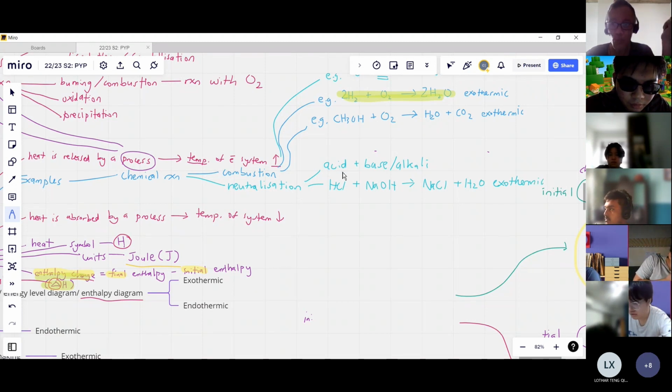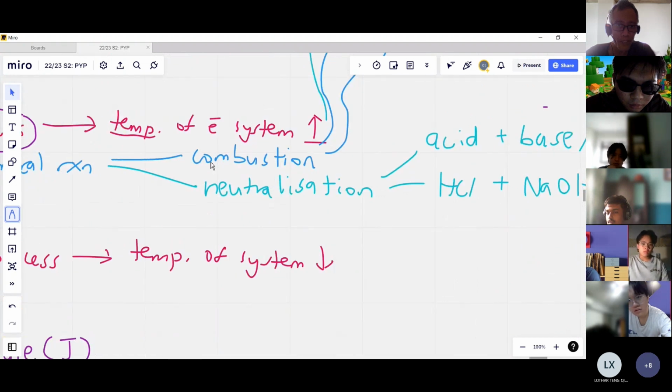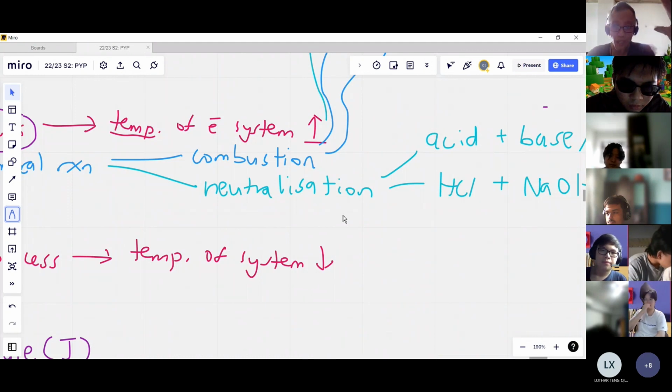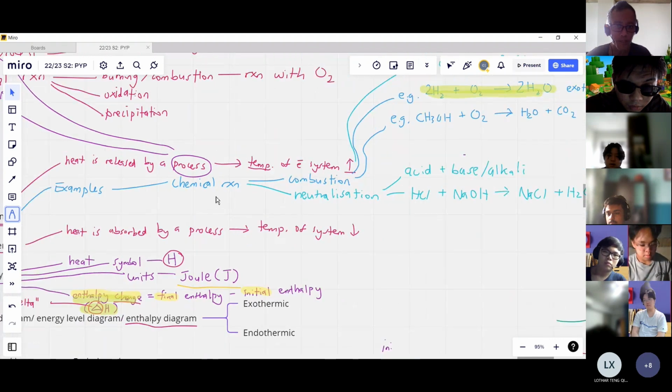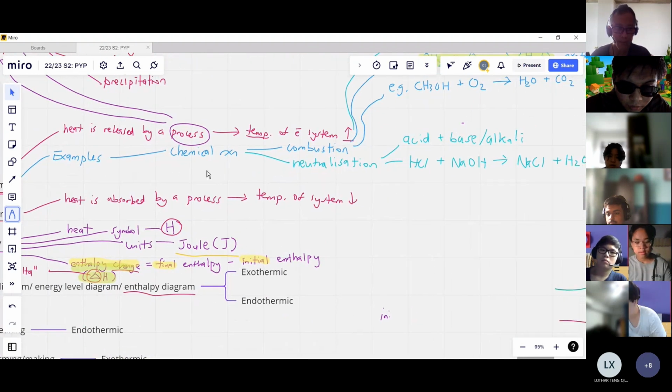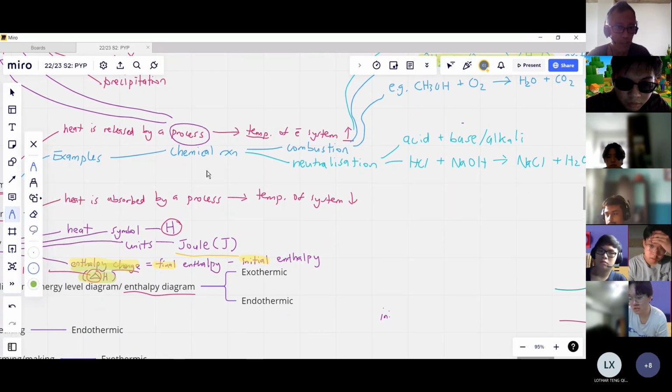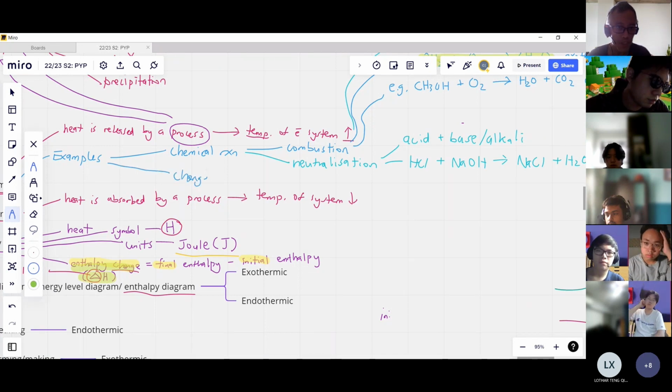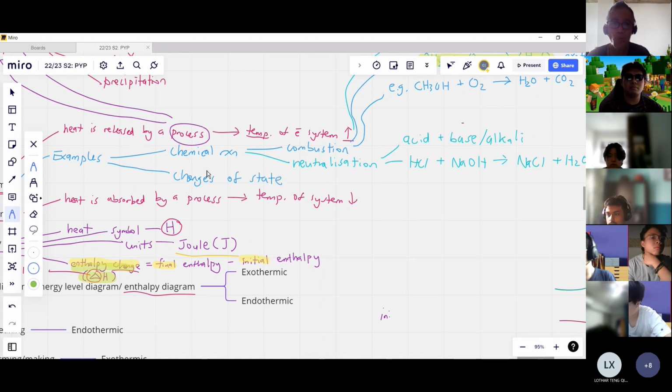Again, I can't go into too many examples. There are others, of course, but make sure you remember this too. Combustion, neutralization, they always produce heat. They always raise the temperature of the entire system. But let's cover the other examples for exothermic. Now, the other important examples will be changes of state. This one, all of you must know.